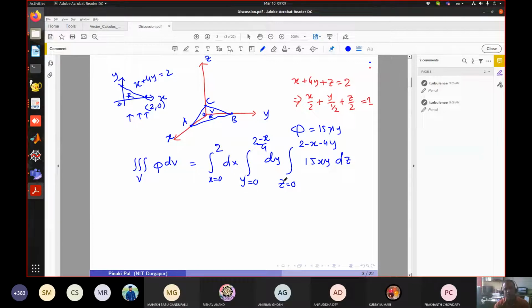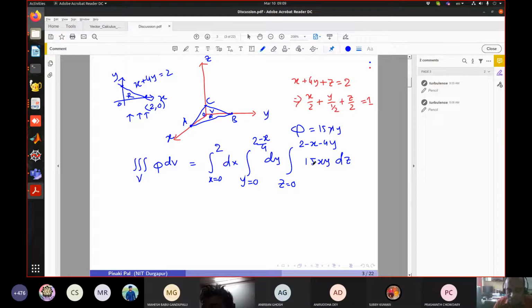Note that while this is a repeated integration, we have expressed this volume integral in terms of repeated integrals, and in evaluating the repeated integral, while performing integration with respect to one variable, other variables we will always consider as constant. So first we will perform the z integration. While performing z integration, we will consider xy to be constant.